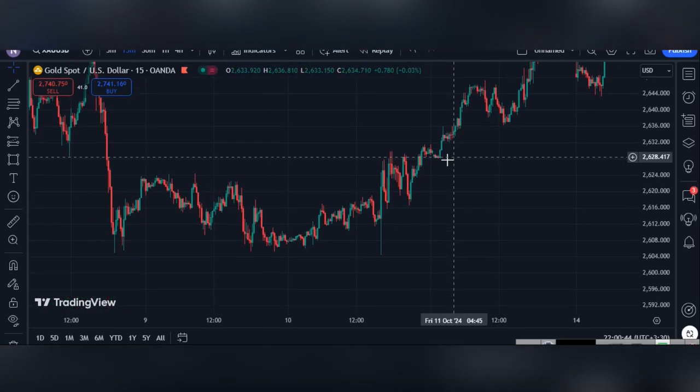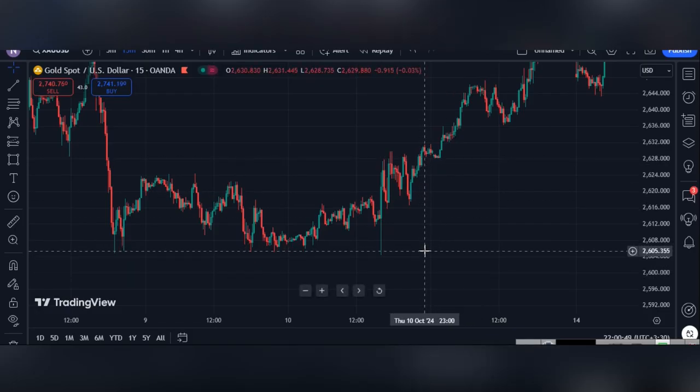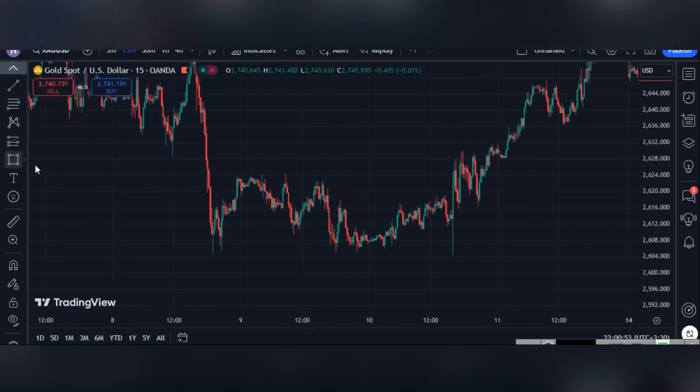Now let's go over to chart and I'll show you a recent example that brings equal high and equal low liquidity into the picture.